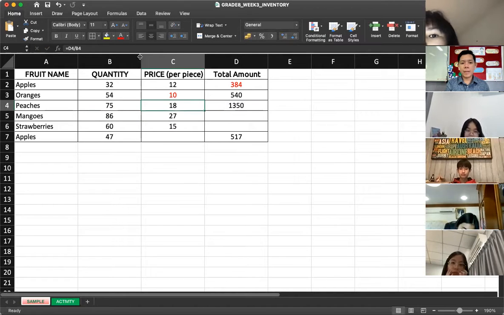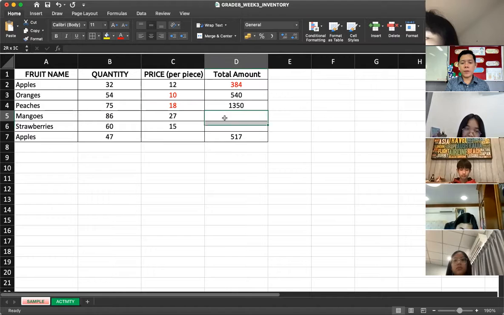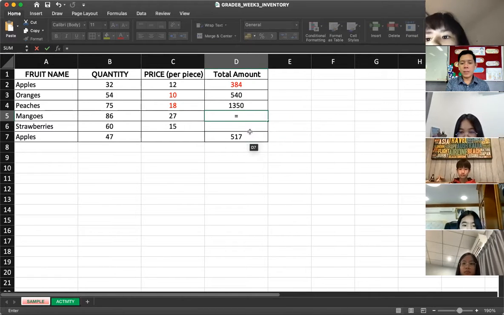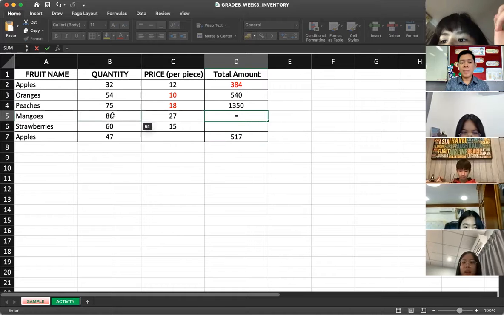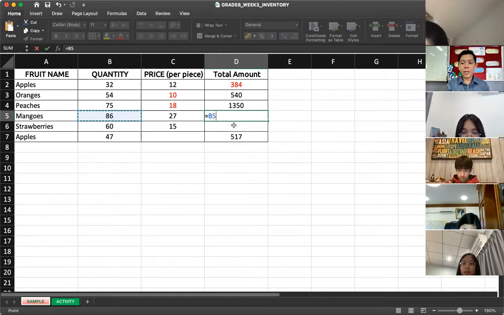Okay, so that's it for this one. How about for these two, I mean? What's the formula for this one? Equals. Get the total amount. B5. Okay, B5. What's the operation? Times or multiplied by? C5. Okay, C5. Very good.